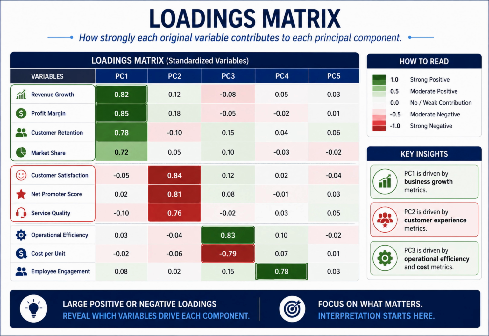Appendix 3. Loadings Matrix. The loadings matrix shows how strongly each variable contributes to each principal component. Large positive or negative loadings indicate the variables that matter most. In this example, PC1 is driven by business growth metrics. PC2 is driven by customer experience metrics, and PC3 is driven by operational efficiency metrics. This is often where PCA becomes useful to the business, because loadings help transform mathematical components into meaningful business themes.